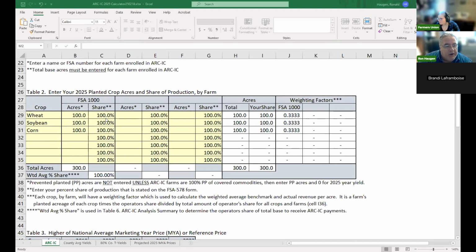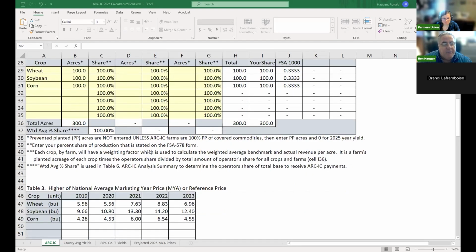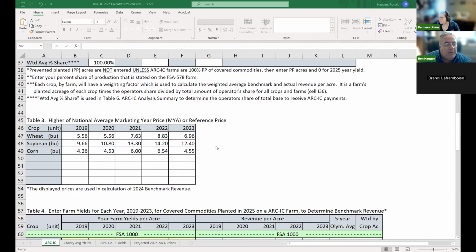If you have different shares, you can put that in here. You can add farms and put the numbers in here as well. For this simple example, we just have one farm. Always read the fine print on the bottom, which nobody reads, of course, but make sure you read that. Table 3, you don't have to do anything. It pulls in data from the side.